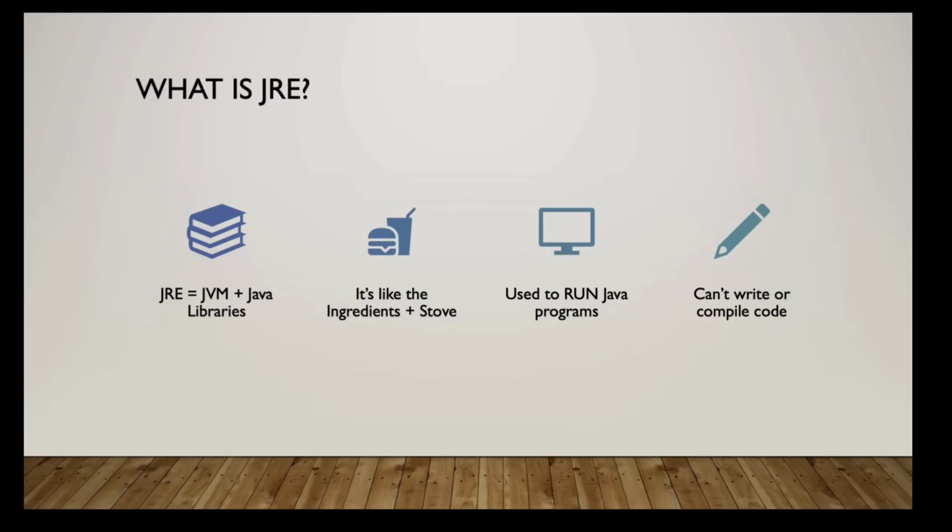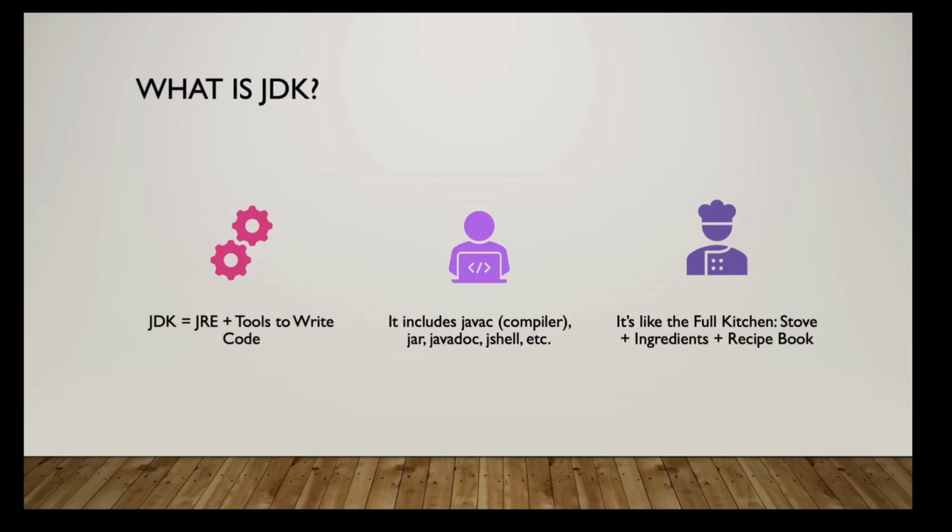Now the next one is JRE. JRE is JVM plus Java libraries. It is like the ingredients plus stove. It is used to run Java programs. So basically it provides you a runtime environment inside which your code execution takes place. It provides JVM all the necessary things that JVM needs to run your Java code. It can't write or compile code. It's just a runtime environment. And the last one is JDK.